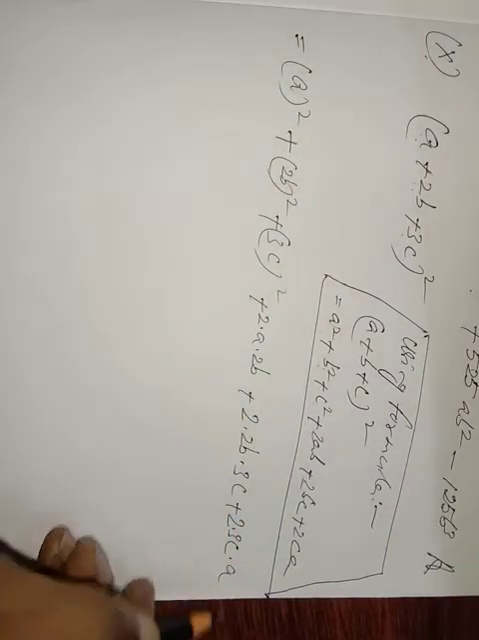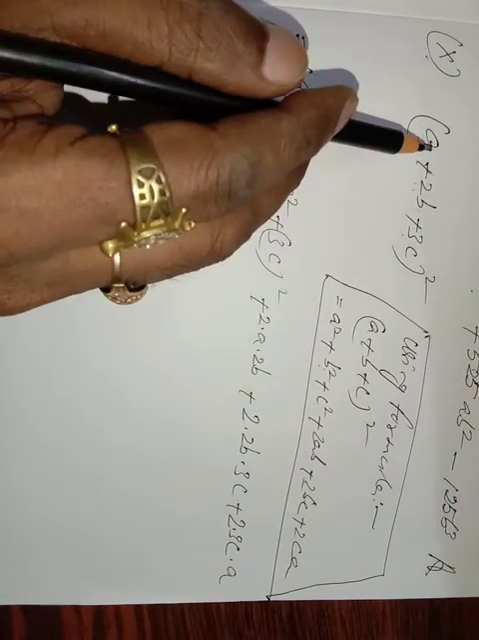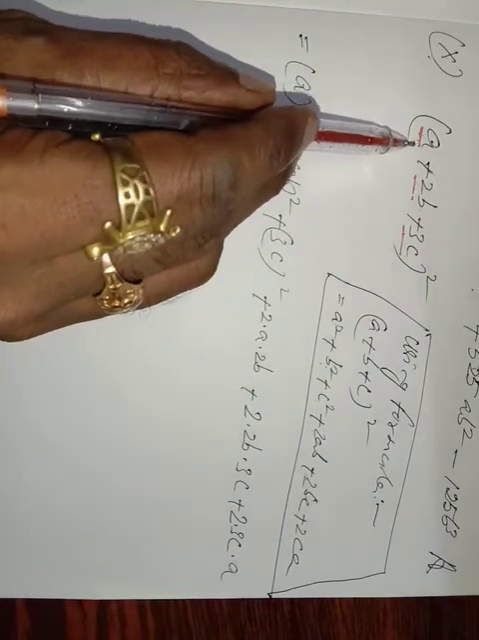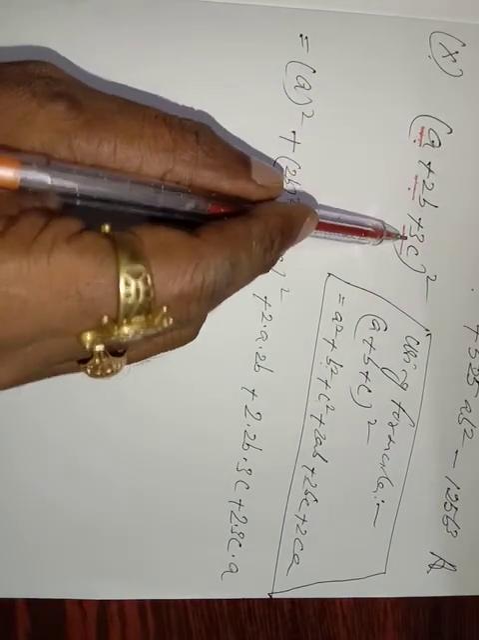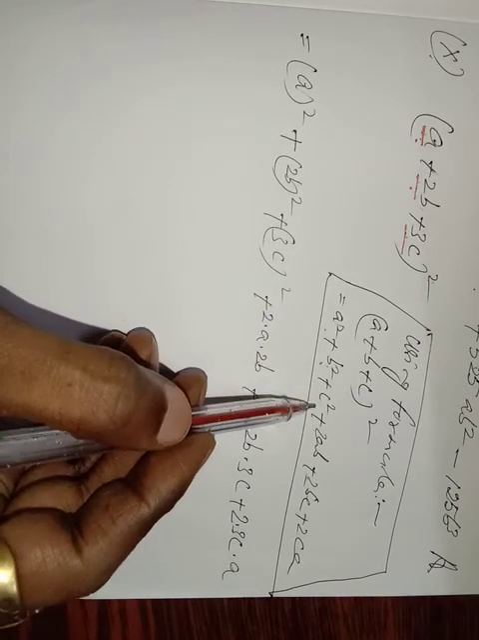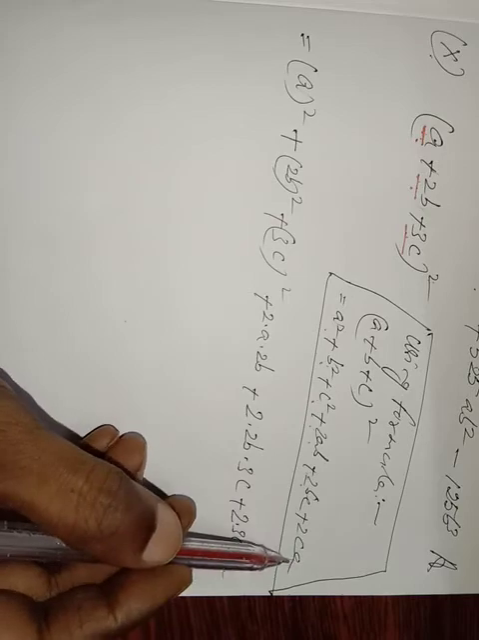Again, repeating here: a means the first number, b means the second number, c means the third number. You have to apply (a plus b plus c) whole square. What is the formula? a square plus b square plus c square plus 2ab plus 2bc plus 2ca.